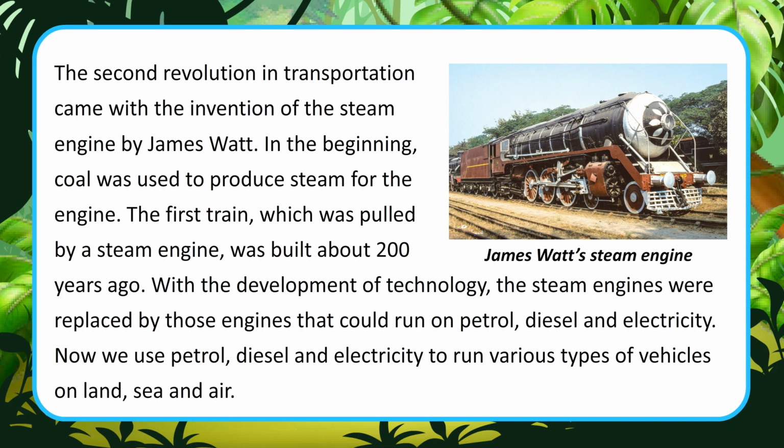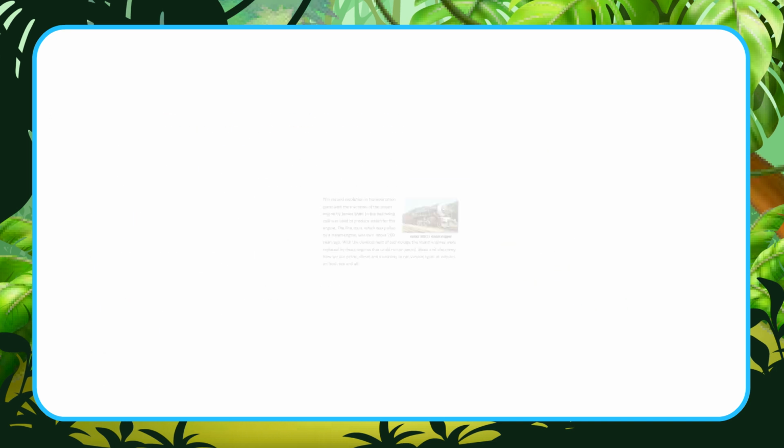The second revolution in transportation came with the invention of the steam engine by James Watt. In the beginning, coal was used to produce steam for the engine. The first train, which was pulled by a steam engine, was built about 200 years ago. With the development of technology, the steam engines were replaced by engines that could run on petrol, diesel and electricity. Now we use petrol, diesel and electricity to run various types of vehicles on land, sea and air.